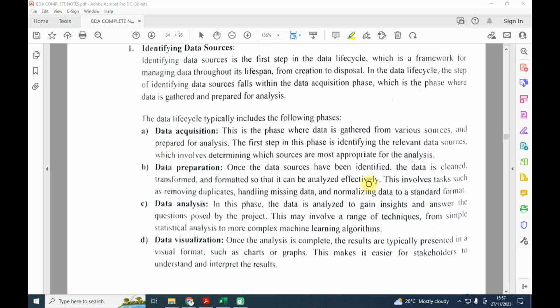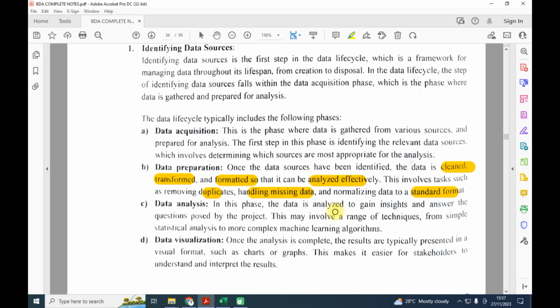to be analyzed effectively. Now this involves tasks like removing duplicates, that is under data cleaning, and handling missing data, to make the data accurate, and normalizing data to a standard form, that is under transformation. So we are removing the duplicates and handling the missing data. Remember, this is under cleaning, transformation and formatting, and the main reason is to analyze the data in an effective manner. So that is the second phase, data preparation.